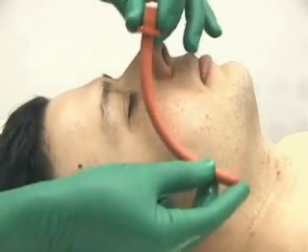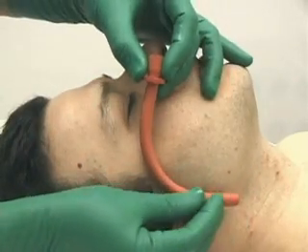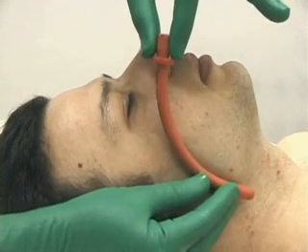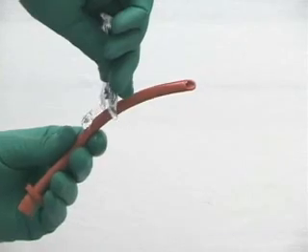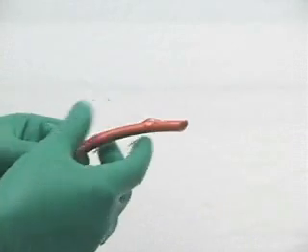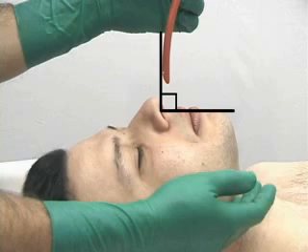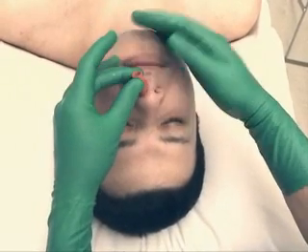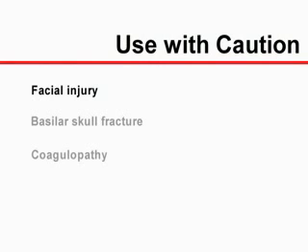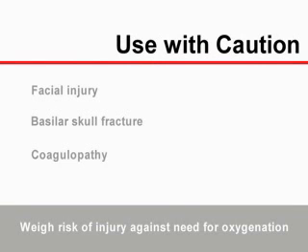The simplest method of estimating their appropriate length is by correlating it with the external anatomy of the face and neck and taking into consideration the patient's height. Nasopharyngeal airways should be thoroughly lubricated and advanced perpendicular to the face and parallel to the floor of the nose, not towards the roof of the nose. They must be used with extreme caution in patients with facial injuries, basilar skull fractures, and coagulopathy, weighing the risk of further injury and bleeding against the need for oxygenation.